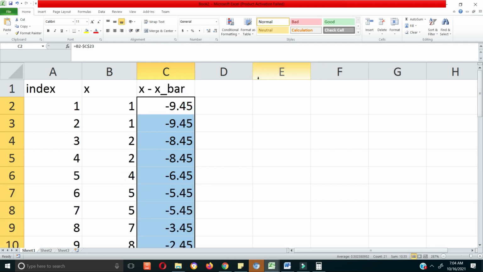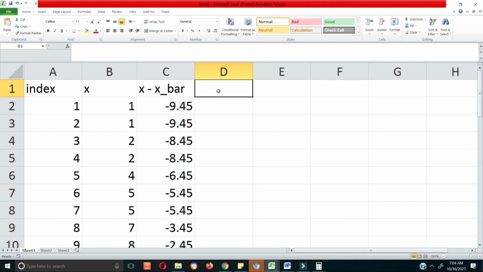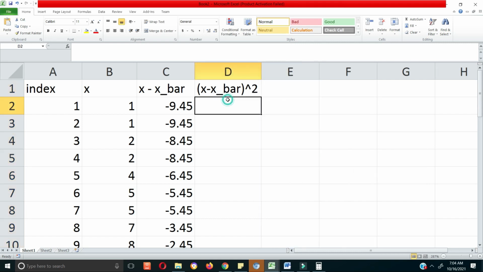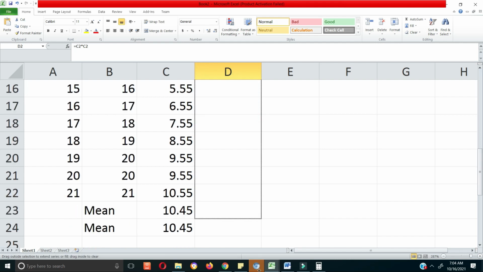So we have to square this. What we want is the magnitude of the distance from the mean. If we leave in the sign, then the deviations would cancel out, so we square to get rid of the sign. So it's going to be whatever that is by itself, the square of that. So here we go.